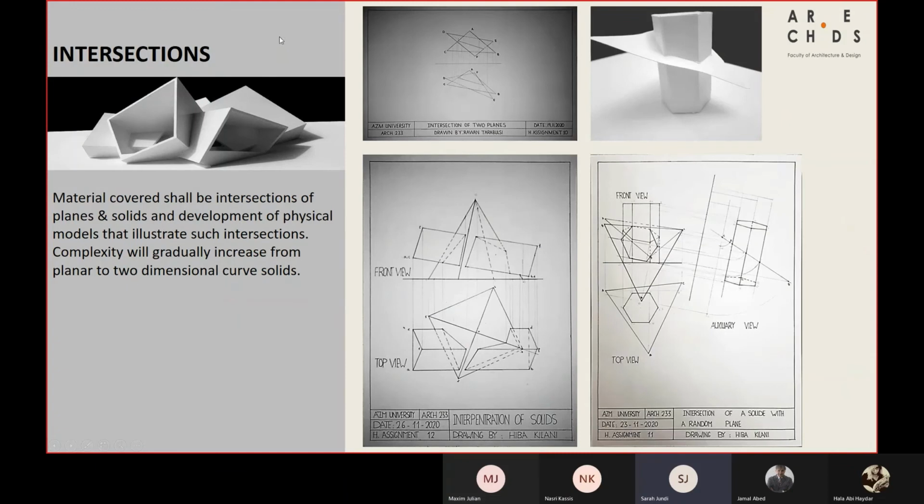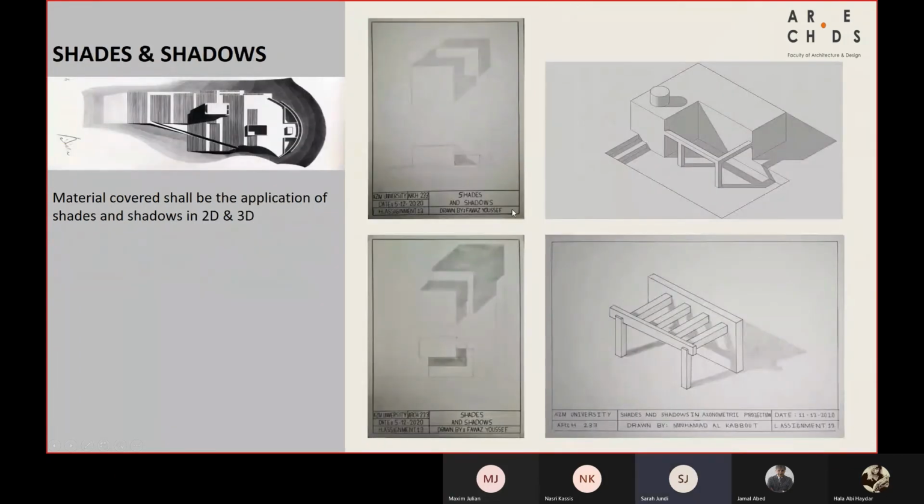In the intersections section, I started by giving first a simple assignment, which is the intersection of two planes, then the intersection of a solid with a random plane, and they made a model of it, reaching the interpenetration of two solids. The fourth section is shades and shadows. These are samples of how they applied these shades and shadows in multi-view drawings and in axonometric view.